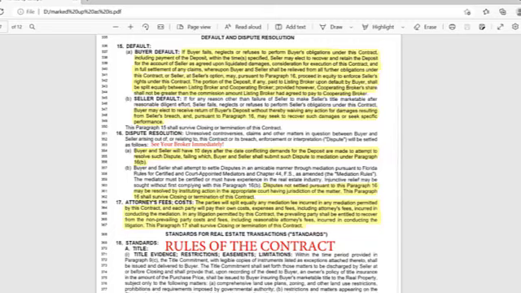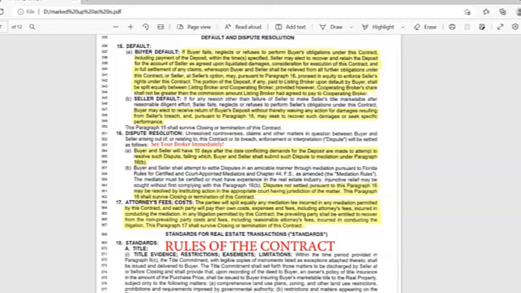The portion of the deposit, if any, paid to the listing broker upon default by the buyer shall be split equally between the listing and the cooperating broker, provided, however, the cooperating broker's share shall not be greater than the commission amount the listing broker had agreed to pay to the cooperating broker.